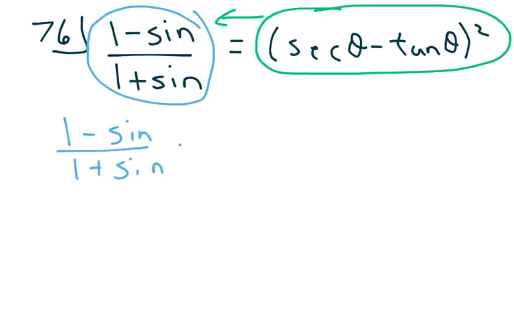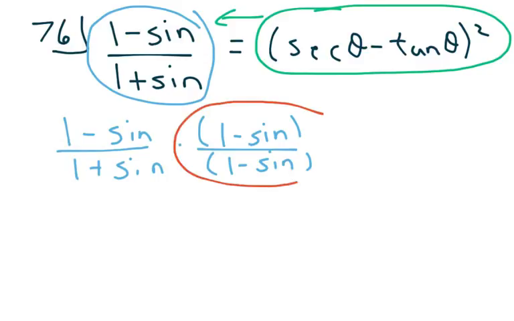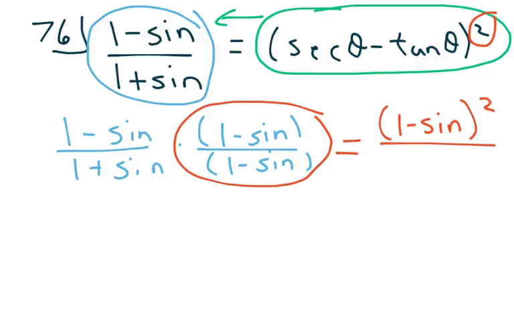And I'm going to multiply by 1 minus sine over 1 minus sine. I'm just multiplying it by 1. This whole thing here equals 1. And the main reason I'm doing that is because of this square here. So here I get 1 minus sine squared, because there's two of them, over 1 minus sine squared.